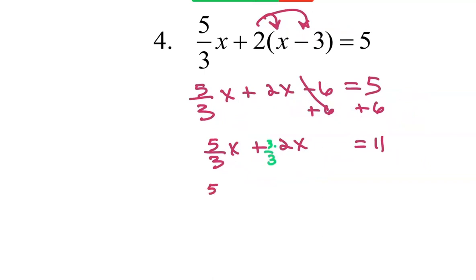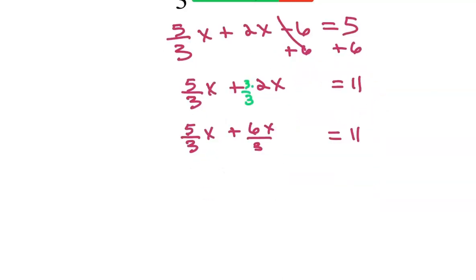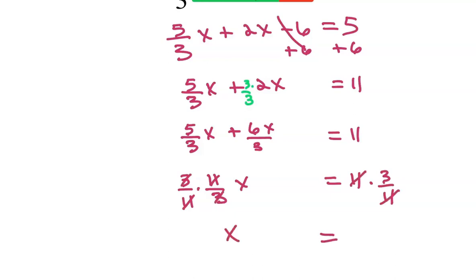That's going to give me still 5/3 x, but now you have 6/3 x, which is just 2, right? Equals 11. Now you can add those two fractions together. That's 11/3 x equals 11. Get x by itself. The quickest way is multiplying by the reciprocal. Whatever you do on the left, you've got to do on the right. These cancel. I'm left with x over here. These cancel. X equals 3, and we are done.